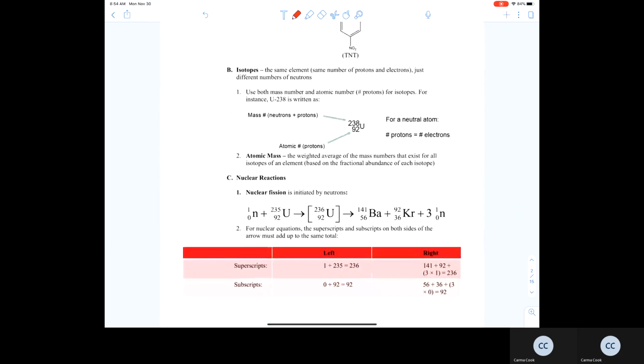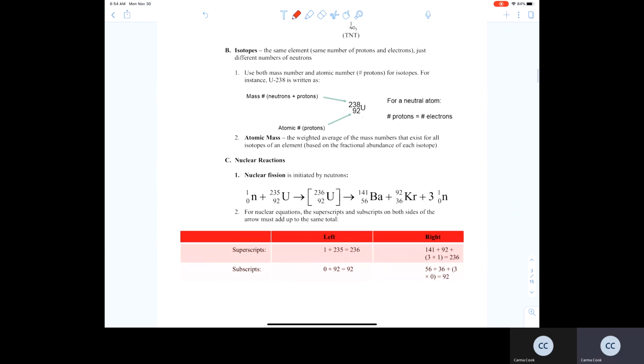And so elements that undergo nuclear fission are a very special class of elements on the periodic table. Not all elements are capable of undergoing nuclear fission. In other words, not all elements are radioactive. But for those that are radioactive, you can split their nucleus into smaller nuclei. And so before we go into nuclear reactions, let's review the concept of isotopes.